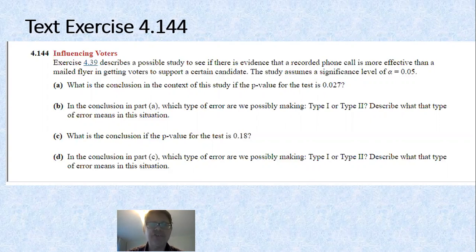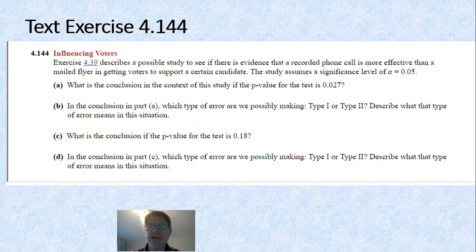Part A asks, what would the conclusion in the context of the study be if the p-value for the test turned out to be 0.027? So to come up with the answer to that, we've got to take a look at this p-value, 0.027, and compare it to our significance level. How did the two compare? Which is smaller, which is larger?